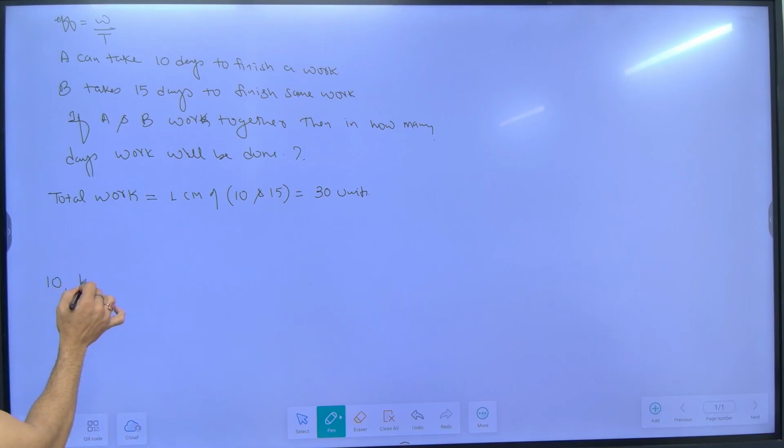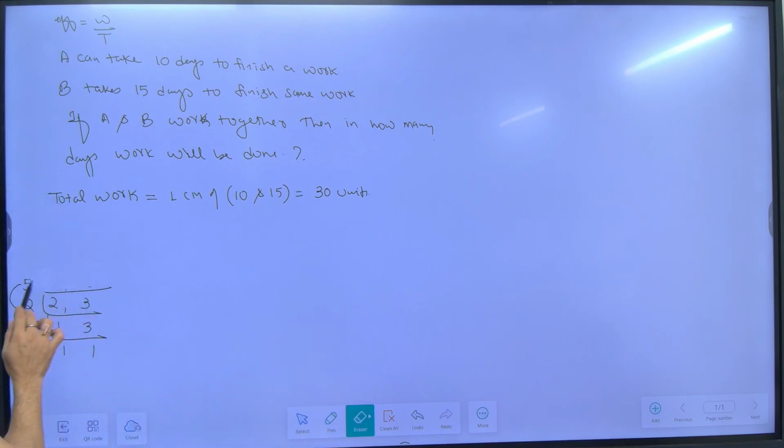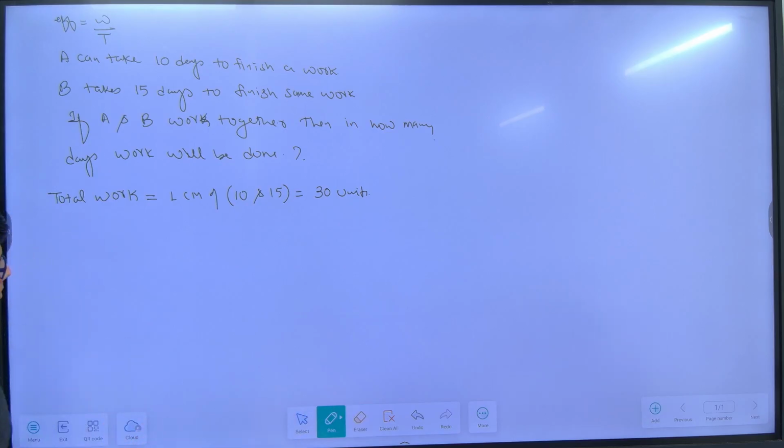30 comes in the table of 10. You know how to find out LCM? There are various ways, but let's go with the school way. 5 2s are 10, then 2, 1, 3. Once you are left with 1 here, then you have to multiply everything. This will give you LCM. LCM is 30 units, right? This is one way of finding LCM.